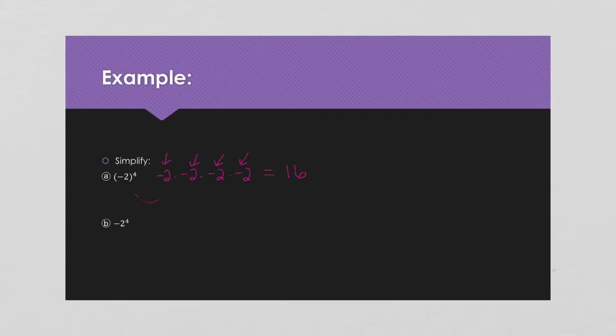Part B is a little bit different. You're going to get a totally different answer here. Because that negative sign is not inside the parentheses, here's what this means. The negative is going to hang around out front, and only the 2 gets raised to the 4th power, not the negative sign this time. So notice how I only have one negative sign. This answer will actually be negative 16.